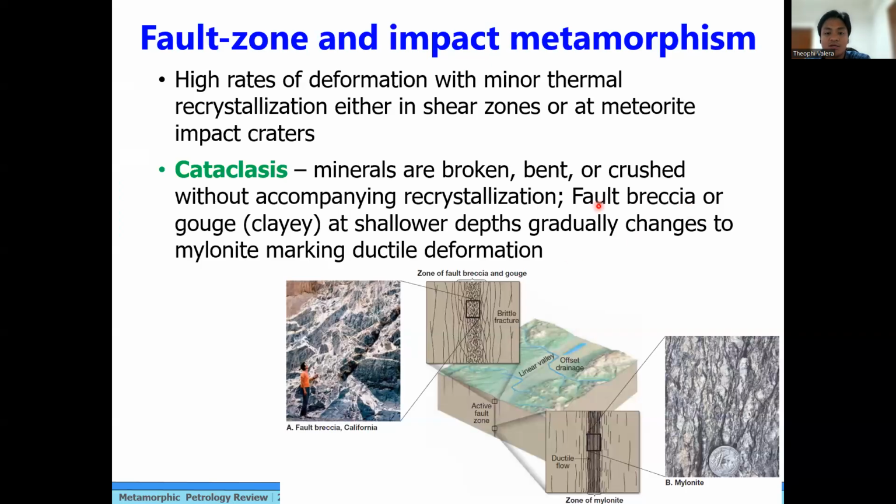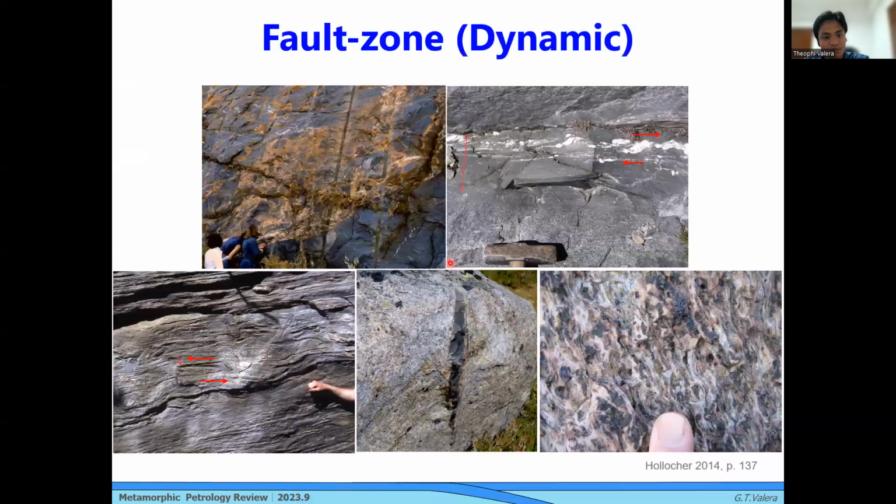Yeah. So usually these are preserved sa shallower surfaces as fault breccias or fault gouges. Gouges kapag clayey, breccia kapag parang ganito, malalaki pa yung clasts surrounded by a ground up matrix. And at deeper depths, this of course transitions to more ductile deformation. So you end up with mylonite, different types of mylonite, ultramylonite, paramylonite, marking ductile deformation. Okay. Yeah, so these are some examples. This is a breccia. Here you can see this fold, which indicates shearing.